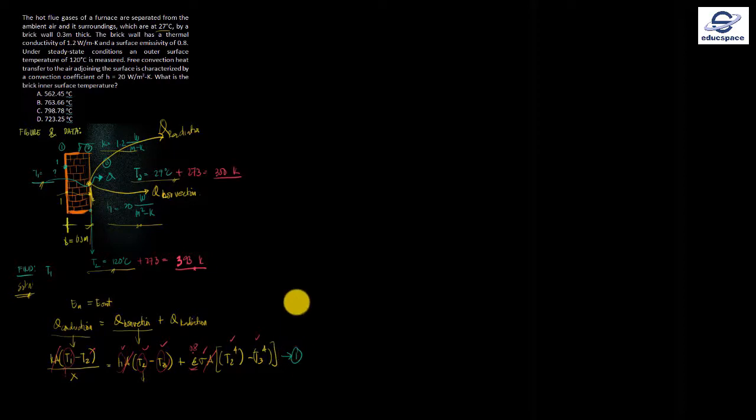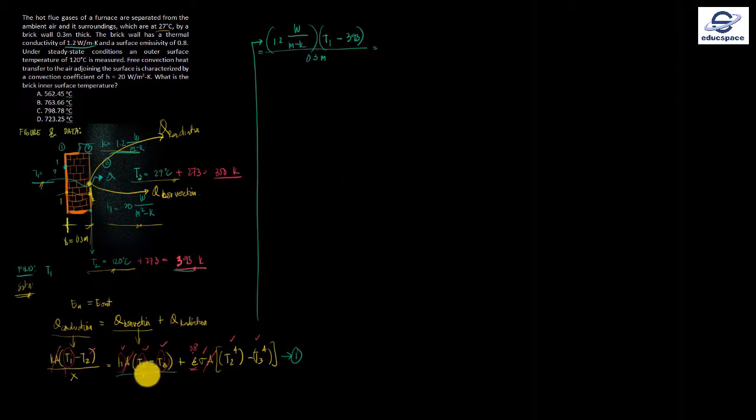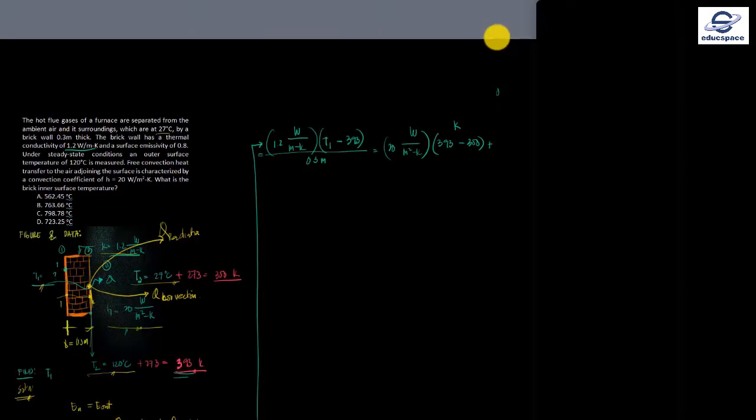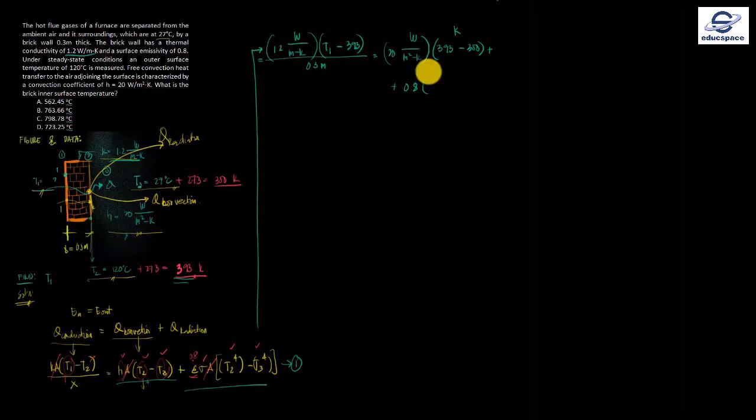In this equation we can simply substitute all the values. Thermal conductivity k of 1.2 watts per meter Kelvin multiplied by the change in temperature, T1 minus T2, where T2 is 393 Kelvin, over x, that is 0.3, the thickness of the wall, equals the h value of 20 watts per meter squared Kelvin multiplied by the change in temperature, 393 minus 300, both in Kelvin, plus the heat by radiation: 0.8 multiplied by the Stefan-Boltzmann constant, 5.67 times 10 to the negative 8 watts per meter squared Kelvin to the fourth, and then the delta T: 393 raised to the fourth minus 300 raised to the fourth.